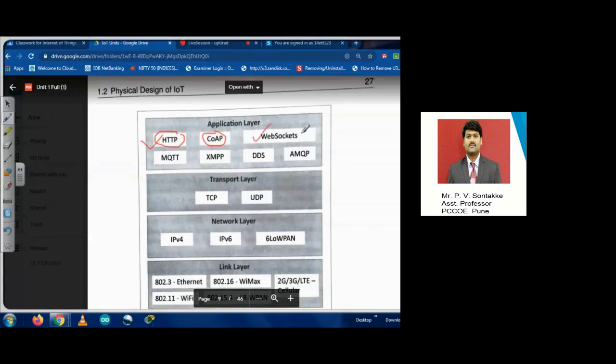WebSocket is responsible for sharing the data. It allows full duplex communication over a single socket connection. So whenever you're talking about the WebSocket protocol, it will be related to your data exchange.